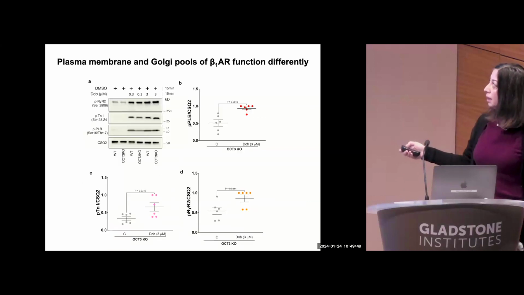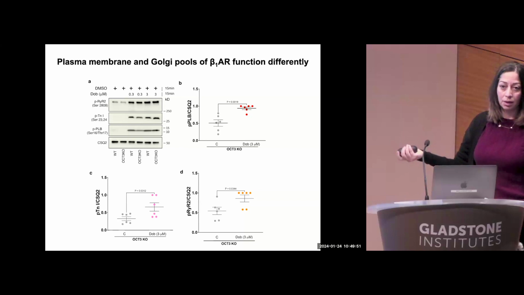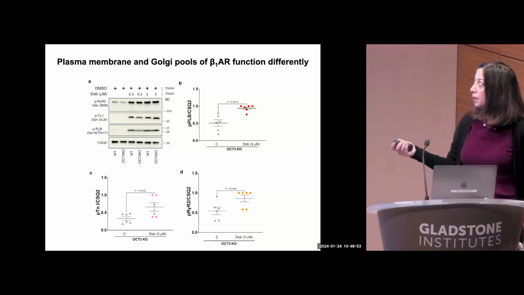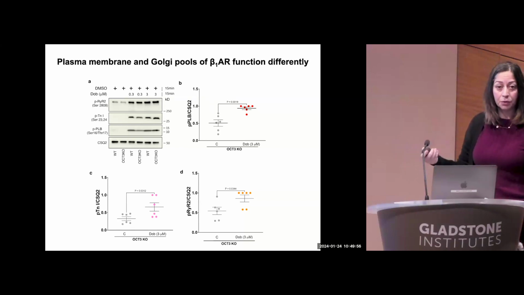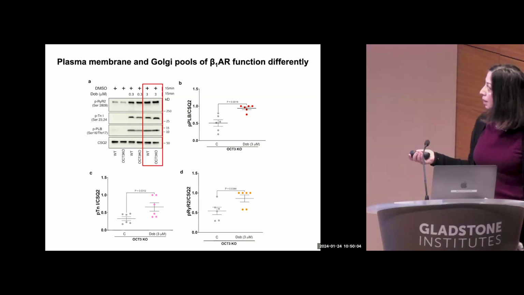And interestingly, dobutamine, which is a hydrophobic agonist of beta-1 that I mentioned earlier, that doesn't require a transporter, has no effect and behaves exactly the same between the wild type and OCT3 knockout mice.